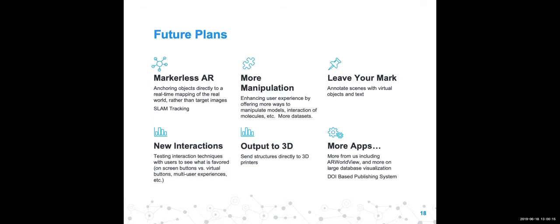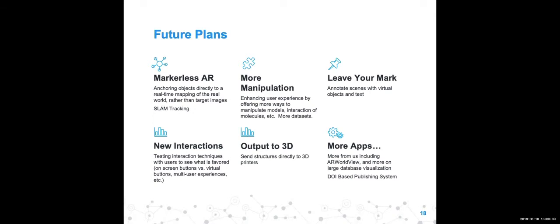We want to do more experiments with interaction types. We've got a bunch more apps going. We're thinking about doing a DOI-based publishing system so that any scientific journal could have enhancements in a database that all the app will have to do is look at the DOI, and it'll know what goes where in that publication. Those kinds of things.